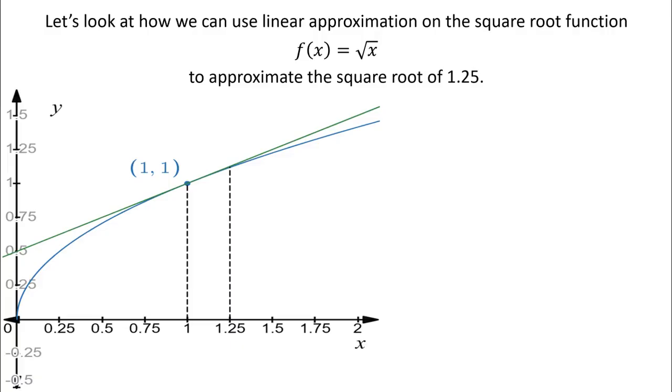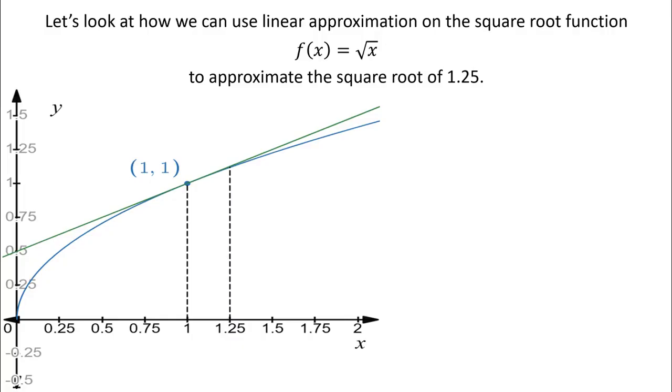And I purposely chose to look at this when x is equal to 1 because 1 is very close to 1.25. That means that the graph of the tangent line itself is going to be a very good approximation for the actual curve at 1.25 because it's almost impossible to distinguish between the graph of the tangent line and the graph of the curve at that point.